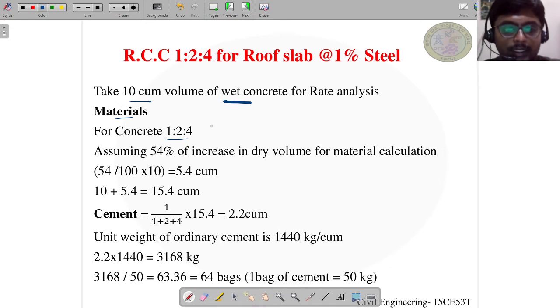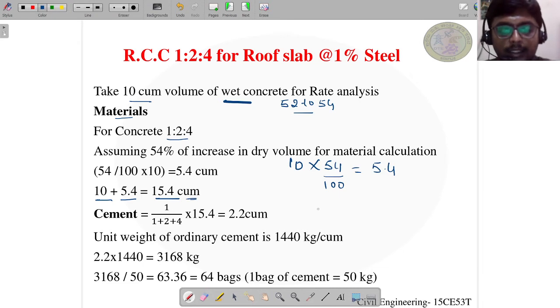So we have to increase this wet concrete volume by 52 to 54%. This is also based on experiments and many empirical experiments. So what is the increase of 54% to this 10 cubic meter? 10 cubic meter into 54 by 100 gives us 5.4 cubic meter. Next, let us add 5.4 cubic meter to this 10 cubic meter to get the dry volume of materials or the concrete, which is 15.4 cubic meter.